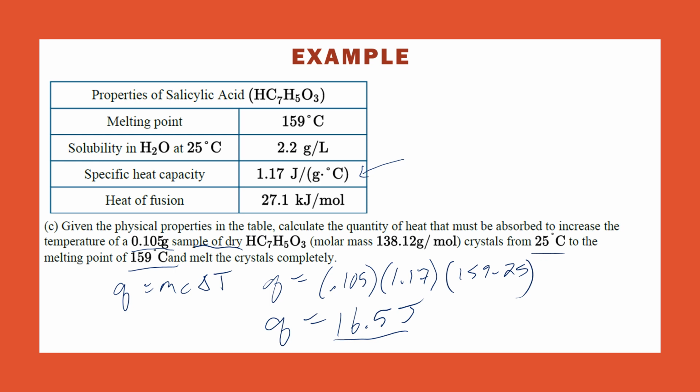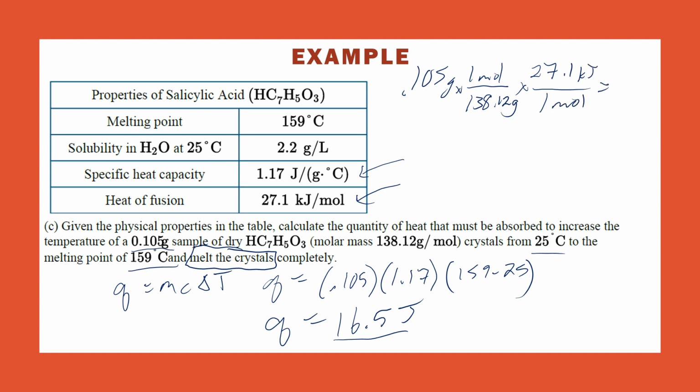The second part is and then we have to melt the crystals completely. Right? So we need to use the heat of fusion to find the heat for melting. And that's kilojoules per mole. So what I have to do is change that 0.105 grams to moles first, using the 138.12 grams per mole. Then I can use the heat of fusion, which is 27.1 kilojoules per mole. And that will give me 0.0206 kilojoules, which is equivalent to 20.6 joules.